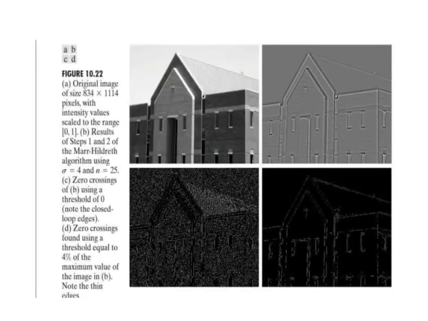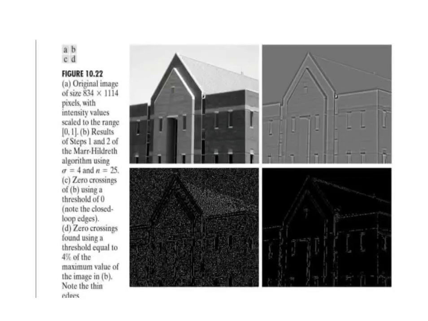Figure A shows the original building image used earlier, and figure B is the result of steps 1 and 2 of the Marr-Hildreth algorithm using sigma equal to 4 and n equal to 25. Figure C shows the zero crossings obtained using the 3 by 3 neighborhood approach discussed above with a threshold of 0. Note that all the edges form closed loops. This so-called spaghetti effect is a serious drawback of this method.